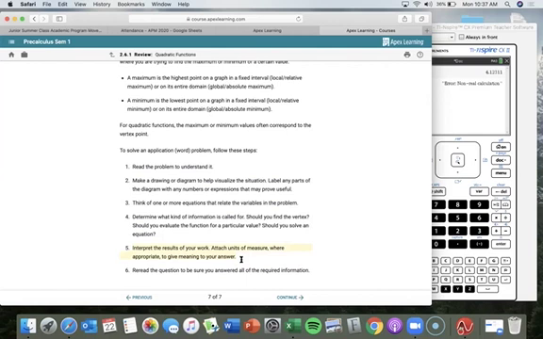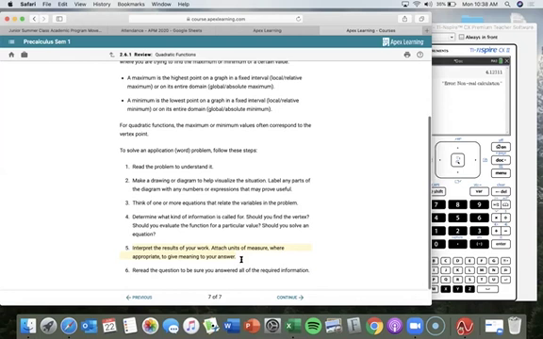And then if they're asking for a specific number, they might ask you for something in feet. So when you write your final answer, you've got to make sure you've got your units, right? Is it feet? Is it meters? Is it miles per hour? Figure out that you've got the units, because that's where you're going to lose a lot of little points, if you don't attach the units or you don't attach the right units.